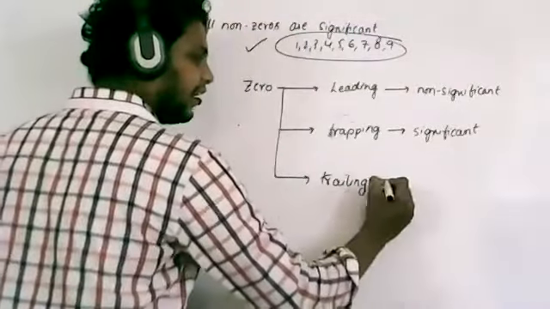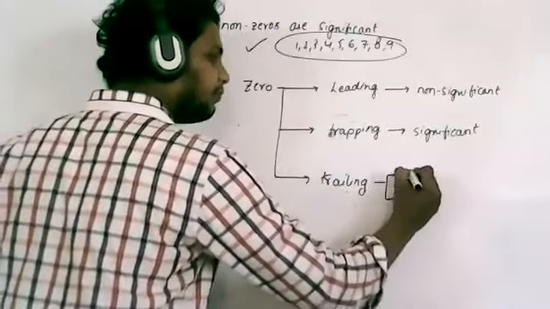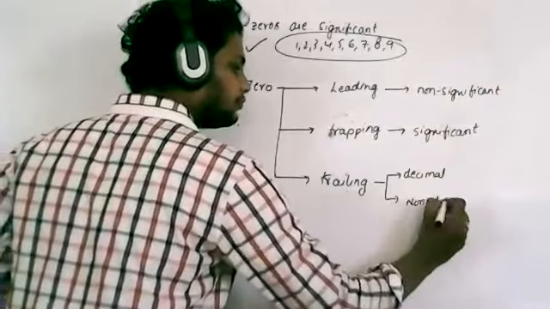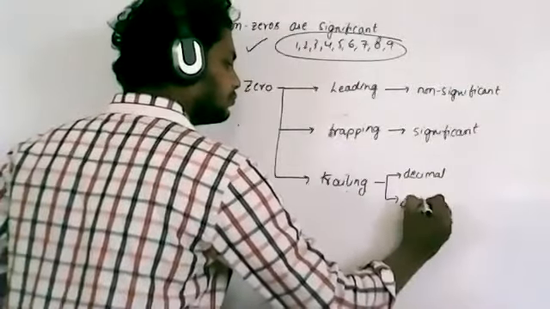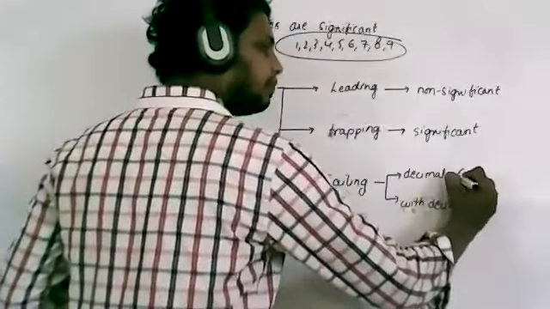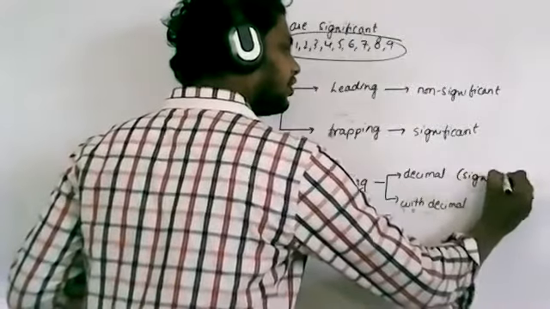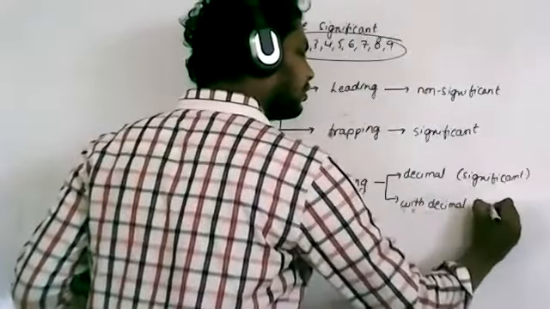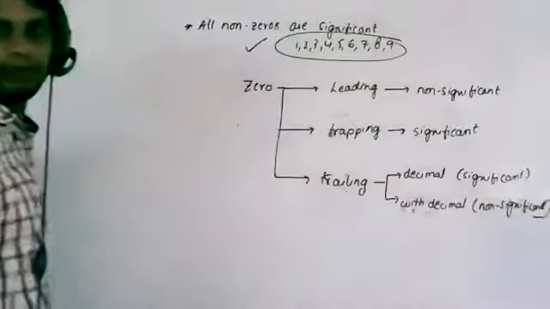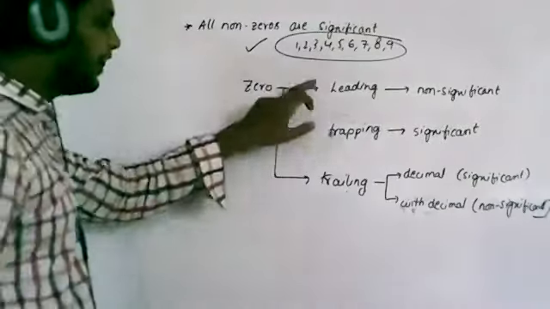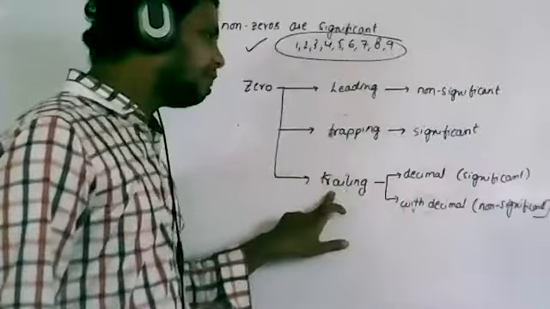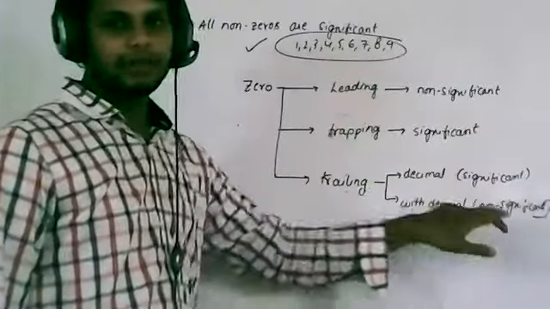And the last one, trailing. In trailing, you take like this, for example, decimal and without decimal. Clear? With decimal means it is significant. Without decimal means non-significant. So no need to remember the rules and all. Just remember leading, trapping, trailing. Leading, non-significant. Trapping, significant. Trailing means with decimal significant, without decimal non-significant.